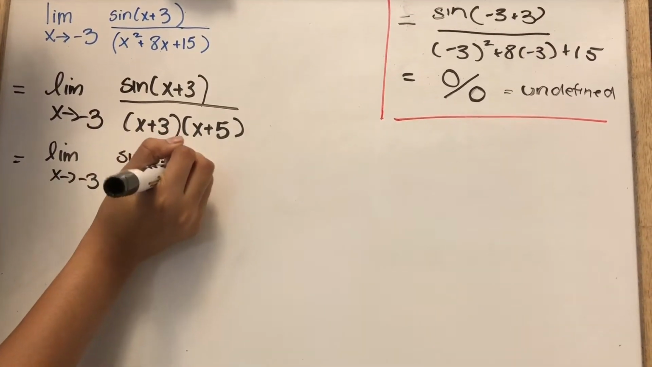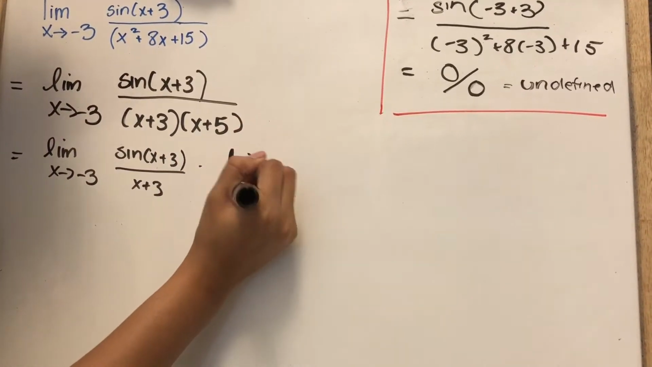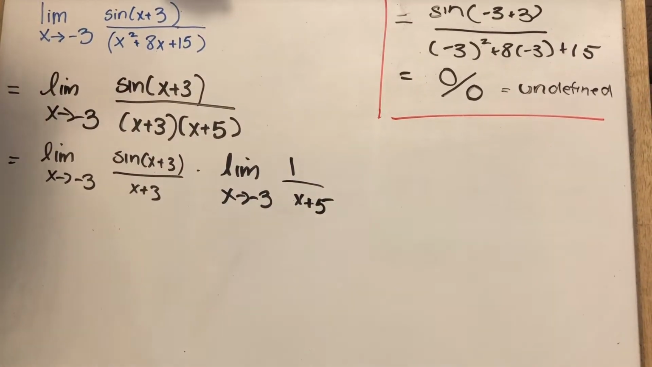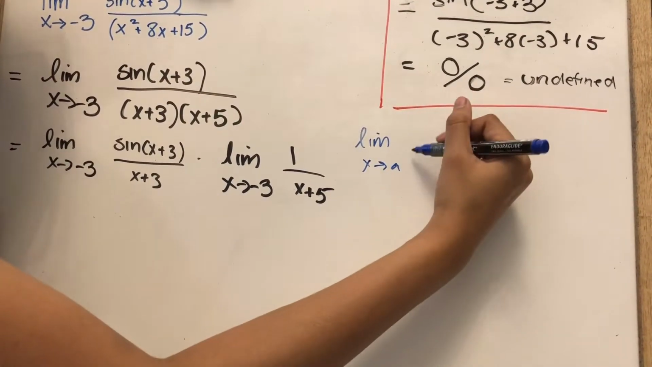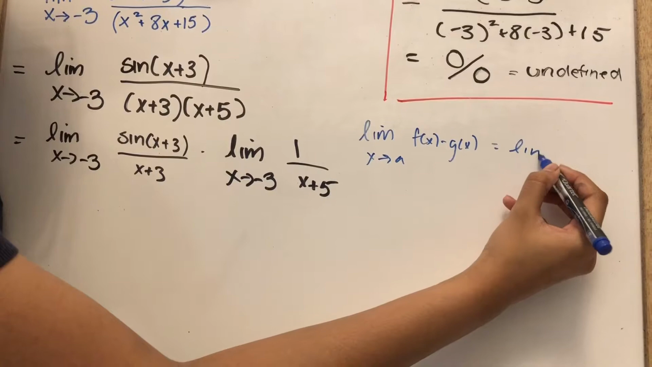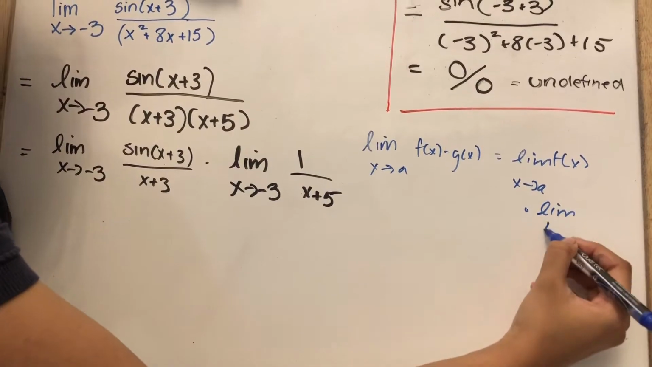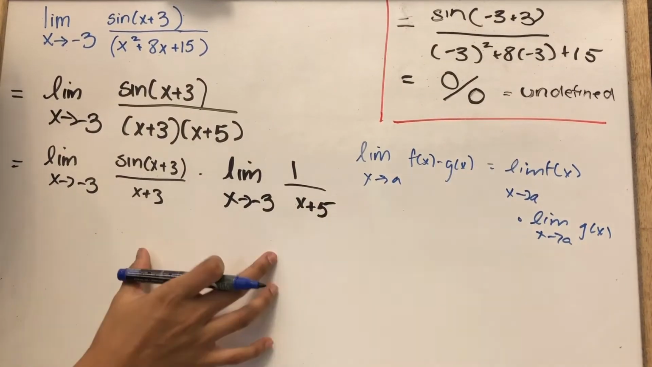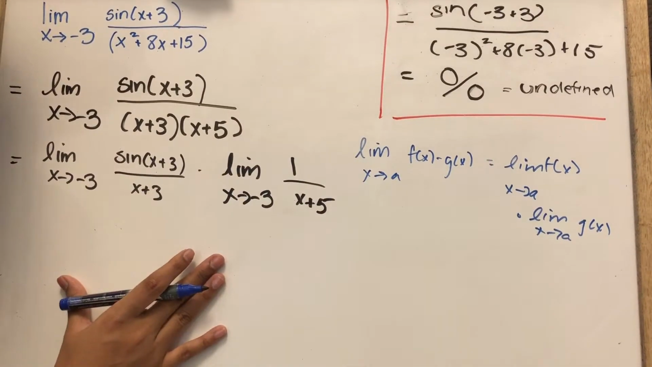So the limit as x approaches -3 of sine(x + 3) multiplied by the limit as x approaches -3 of 1 over x plus 5. So why is this true? Well, because of the product law. The product law defines the fact that the limit as x approaches a value of f of x multiplied by g of x is equivalent to saying the limit as x approaches a of f of x multiplied by the limit as x approaches a of g of x. So since this holds here, I know this property applies, and thus I can employ it in this use.